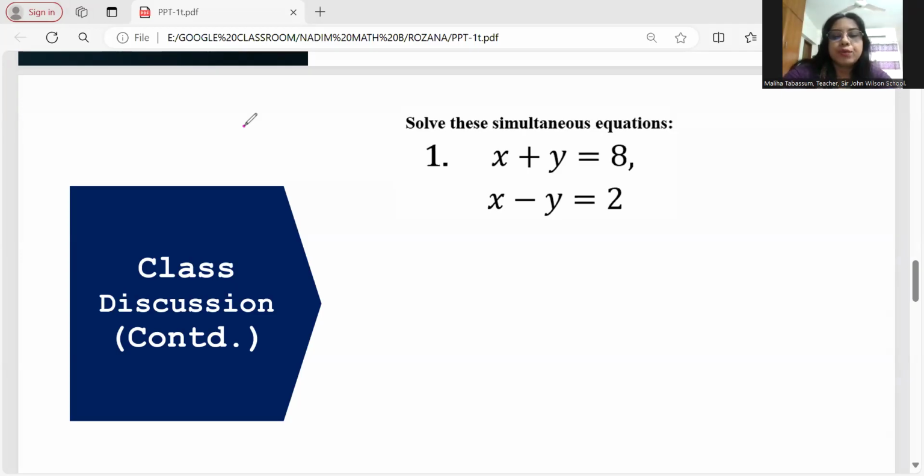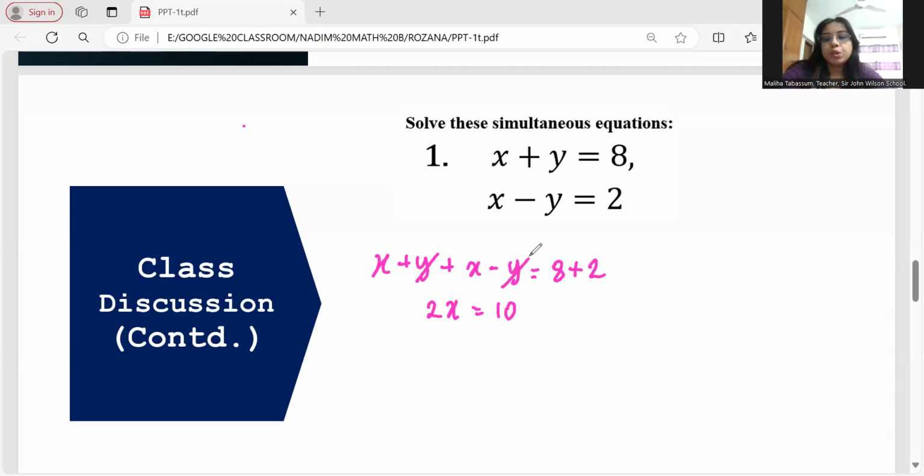Let's do it. When we add x plus y plus x minus y, and on the right side 8 plus 2, we have 2x equals 10. Plus y minus y will be cancelled out. 2 is multiplied with x, and we want to find the value of x. So x equals 10 over 2, which is 5.